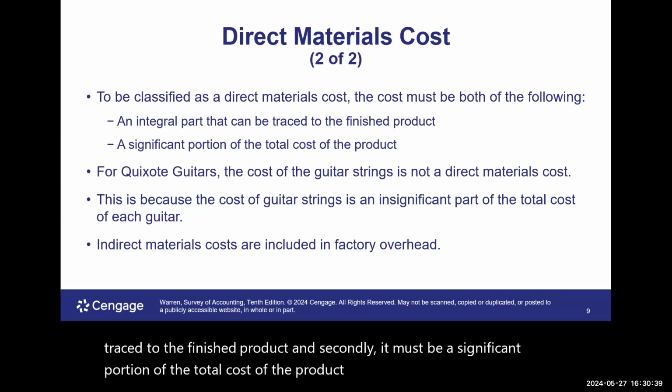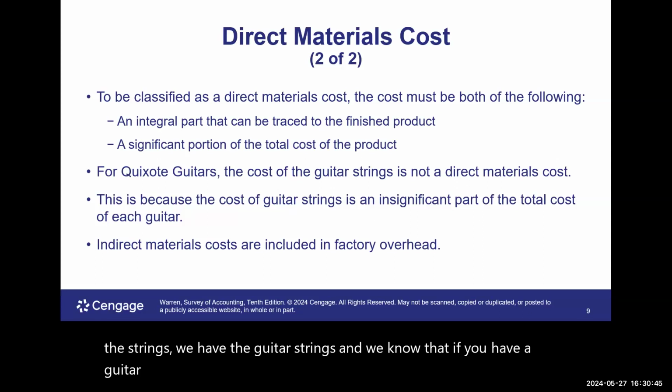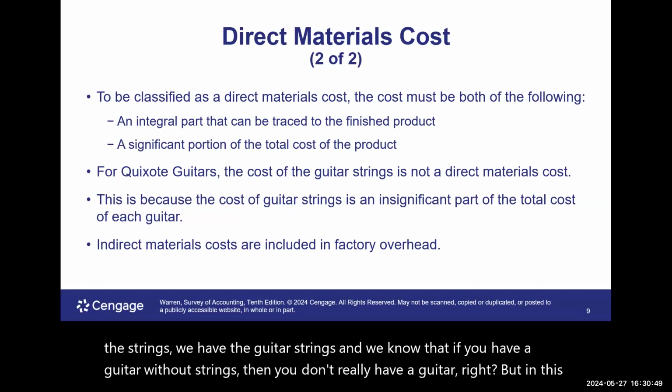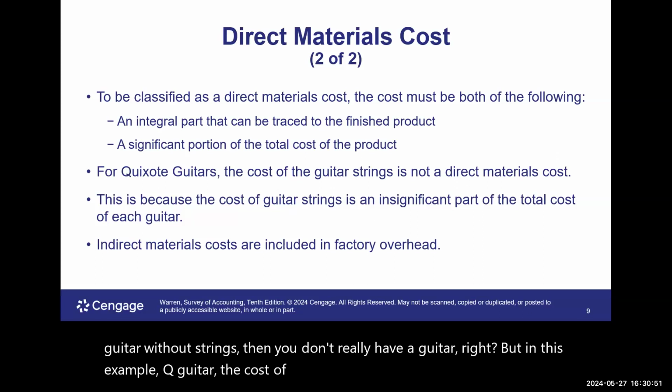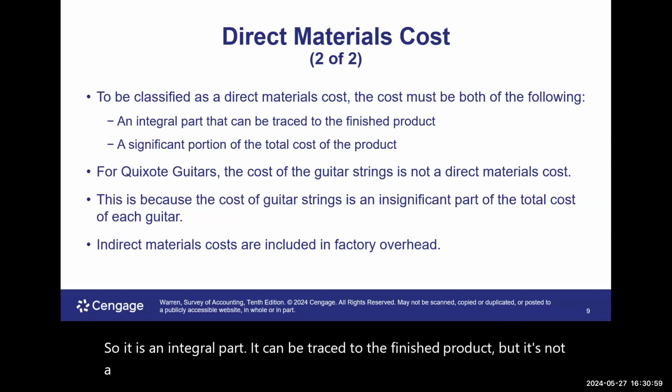So you might see, with the guitar strings, we know that if you have a guitar without strings, then you don't really have a guitar, right? But in this example, Q Guitar, the cost of the guitar strings is not considered a direct material cost. So it is an integral part. It can be traced to the finished product, but it's not a significant portion of the total cost. So therefore, the strings are not considered direct material.